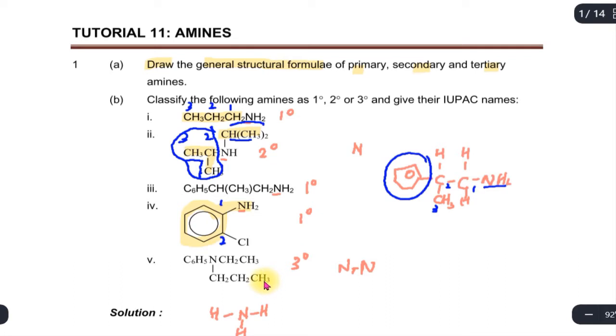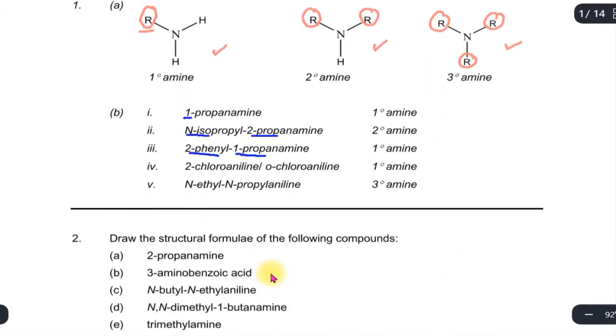Okay, you have to identify which one is the parent chain. This one has more carbon, so this is aniline. Because there are 6 carbons, I will put this one as the parent chain, aniline. Then this one is ethyl, and another one is propyl. So N-ethyl and propyl aniline.